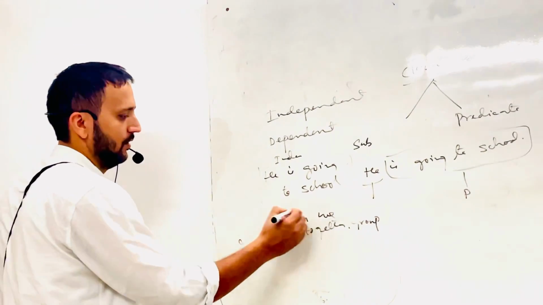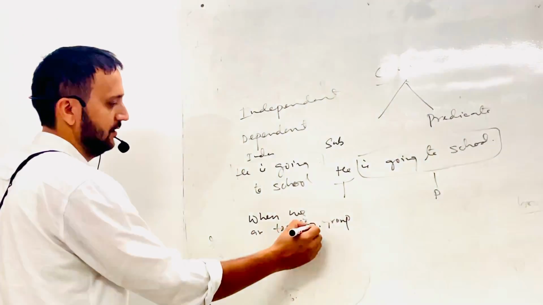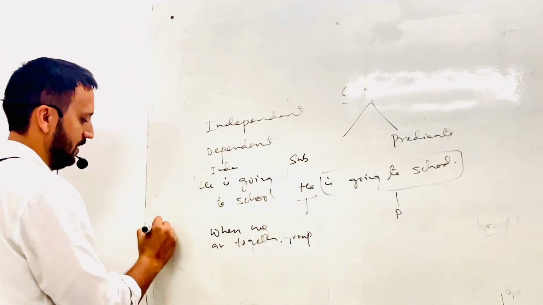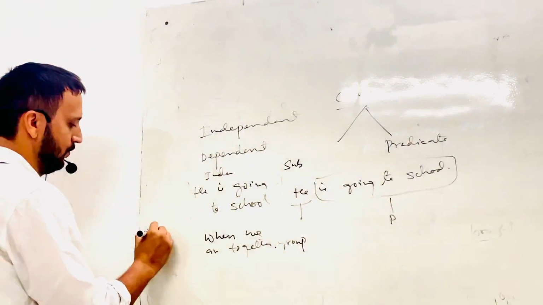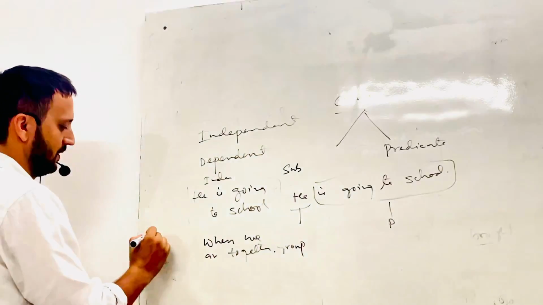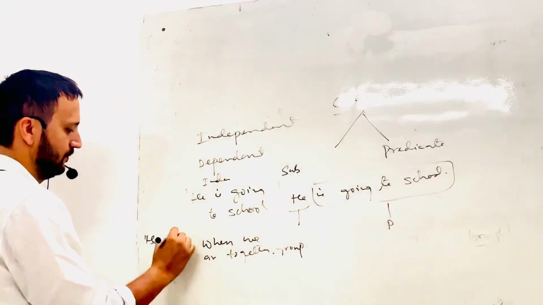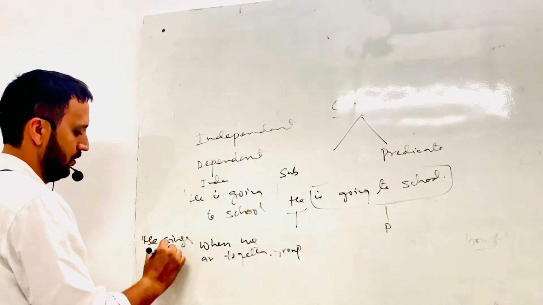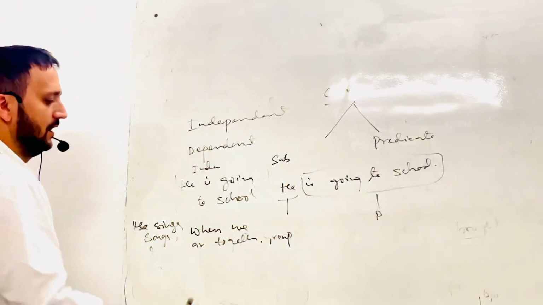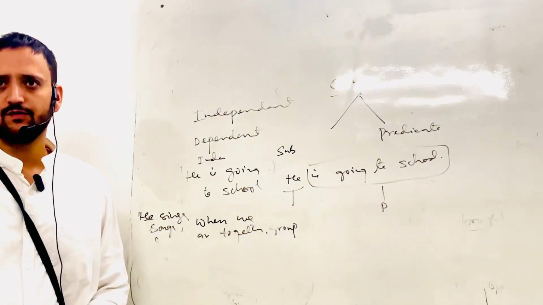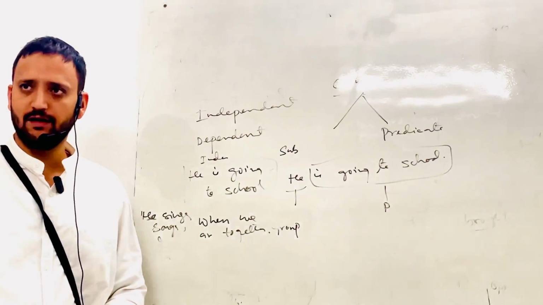So here, when we are together, he sings song when we are together. So that's about dependent clause and independent clause.